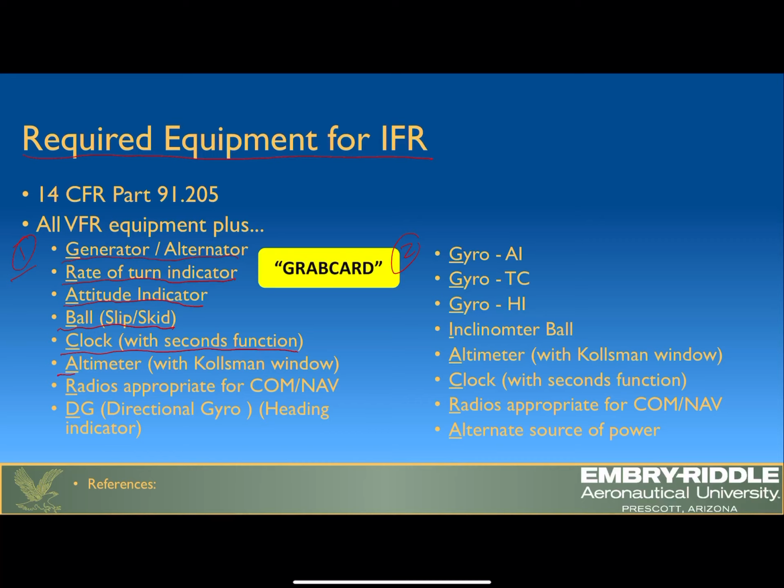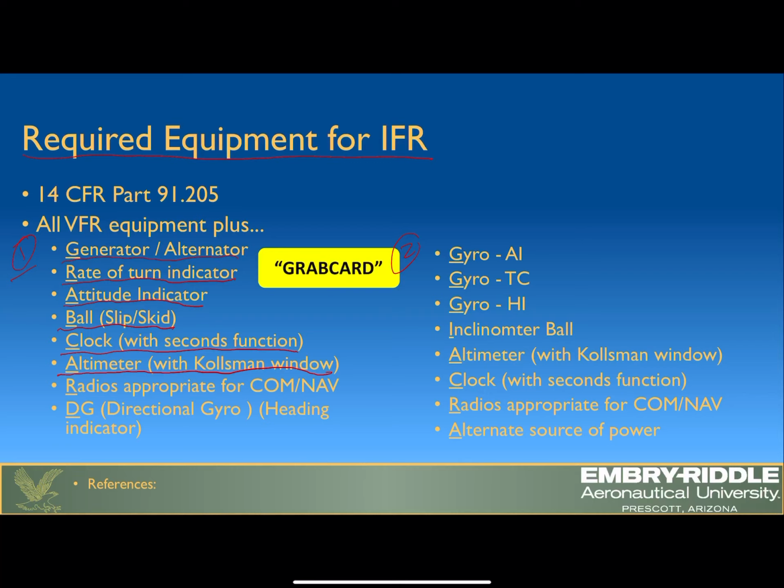Okay, the next A stands for altimeter. So you need an altimeter with a Kollsman window. If you remember, a Kollsman window is what allows us to adjust for changes in non-standard pressure, I should say. So adjust for pressure altitude. That's what the Kollsman window in the altimeter does.